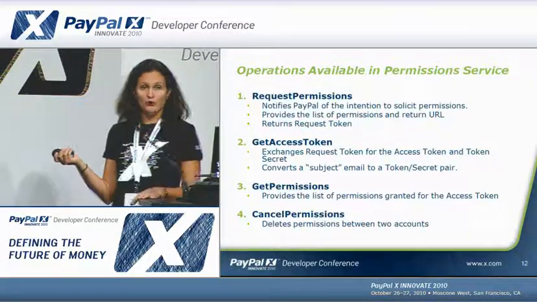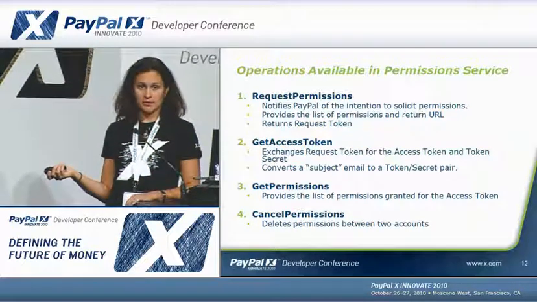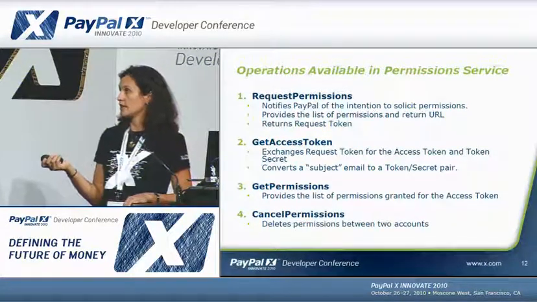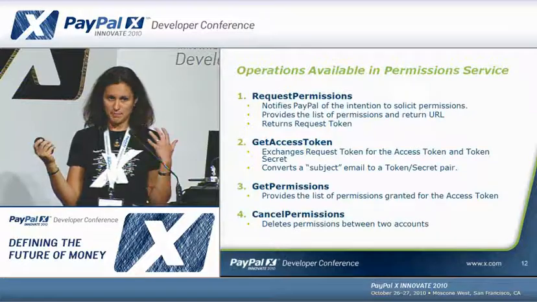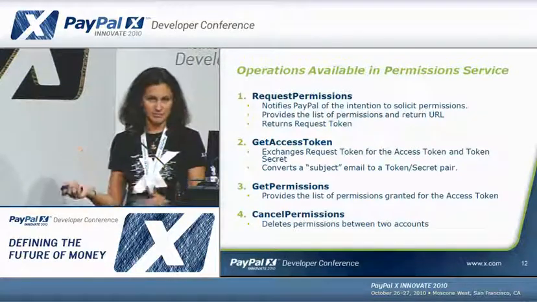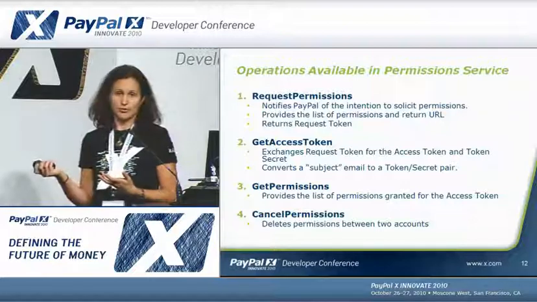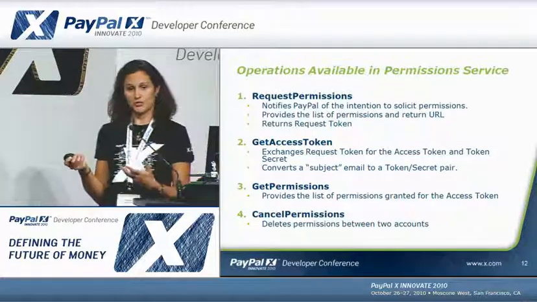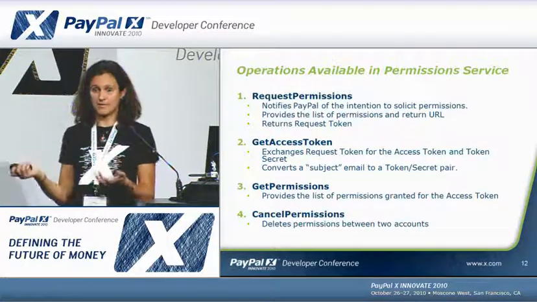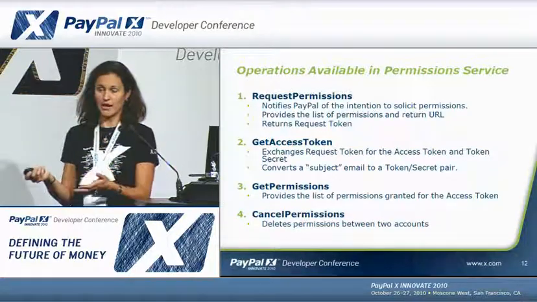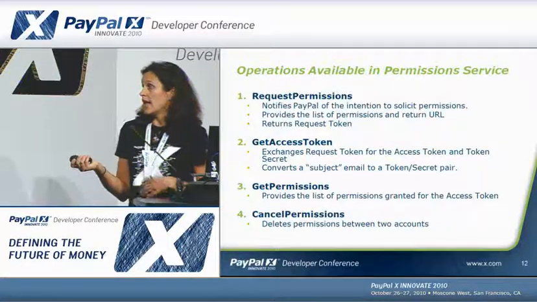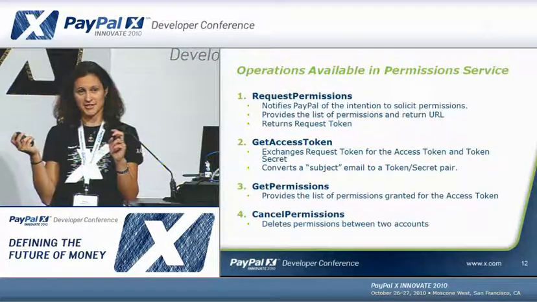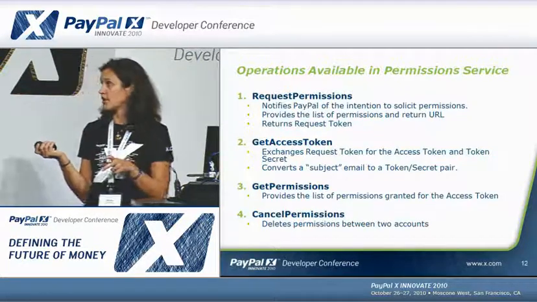This is an overview of the operations available in this permission service. We've already gone through request permissions. Just on a high level again, what it does is tell PayPal, okay, I want to solicit these permissions, lists the permissions, and returns the request token. Get access token basically exchanges your request token for an access token, which represents the relationship between you, your account, and your customer's account. And another useful function it has is that it can convert your current subject relationship with your customer to a token secret pair.